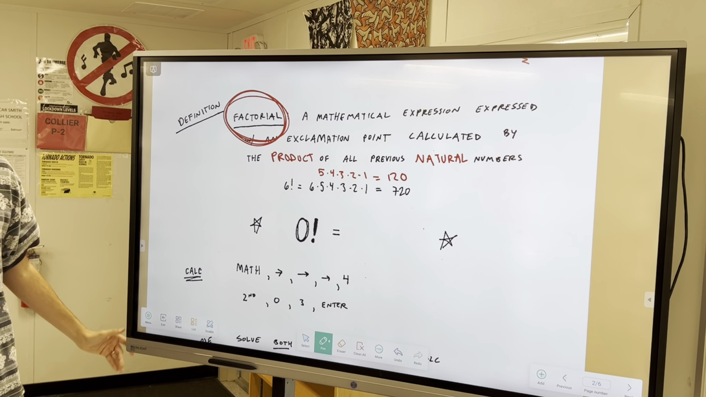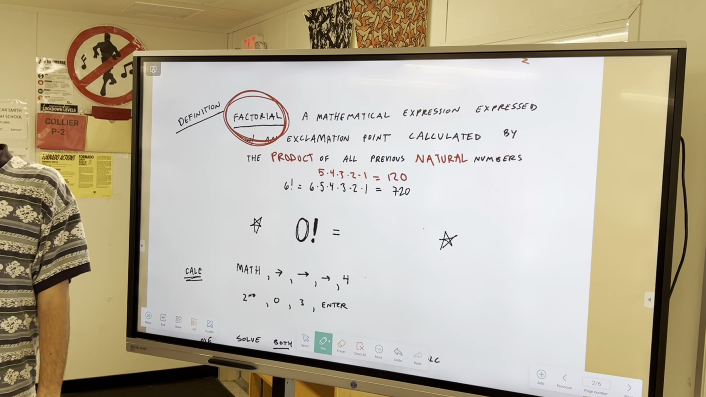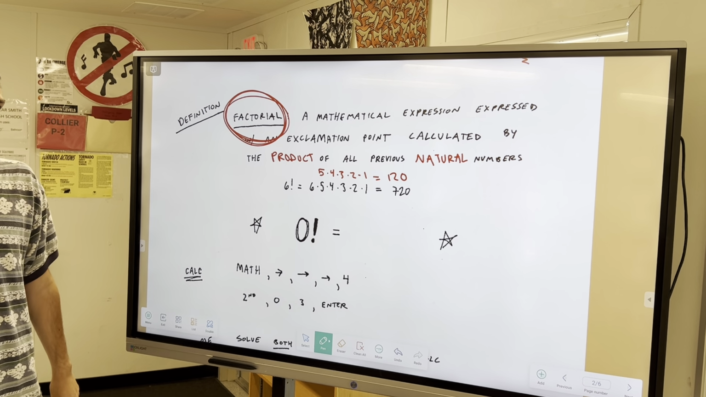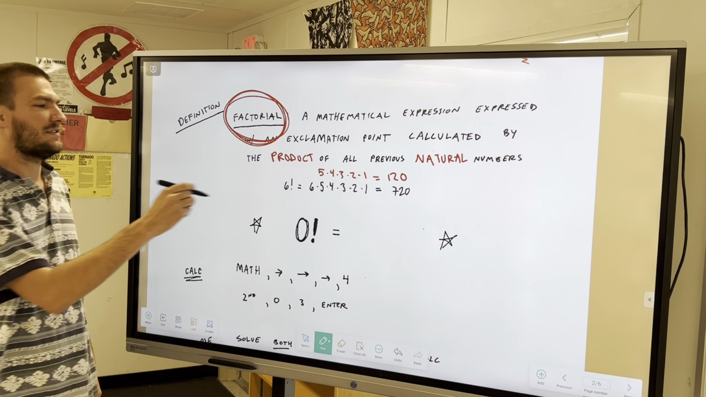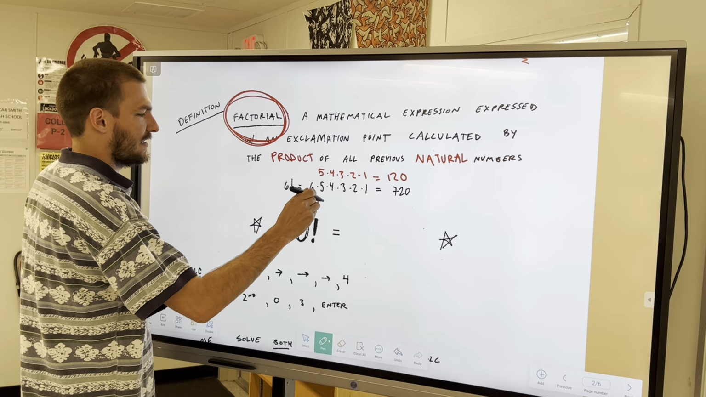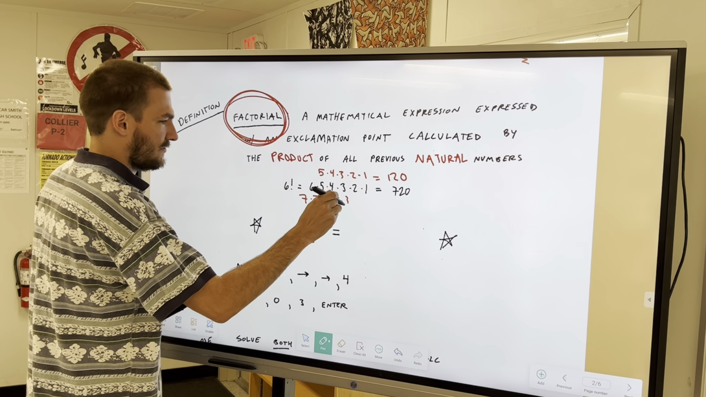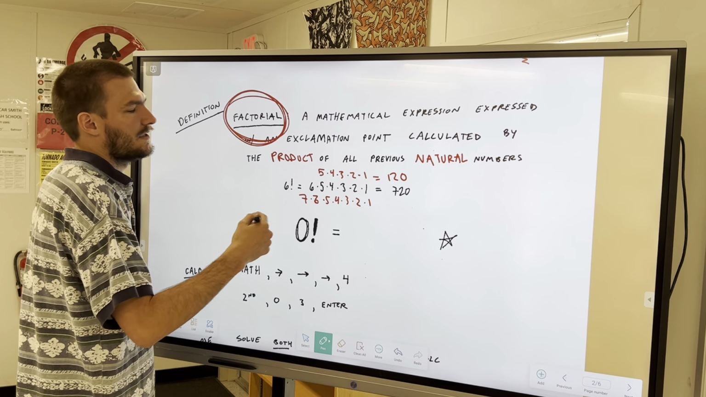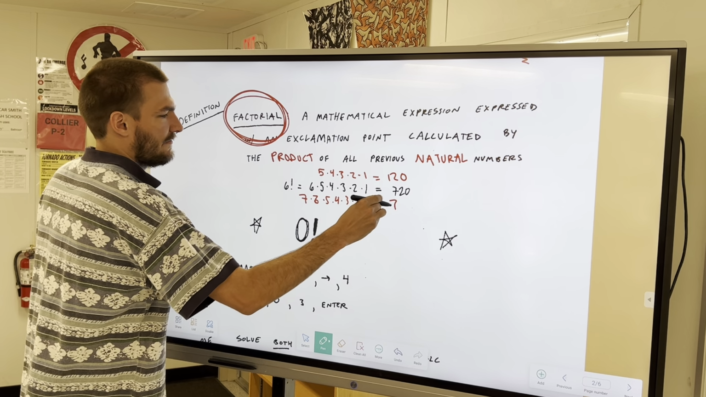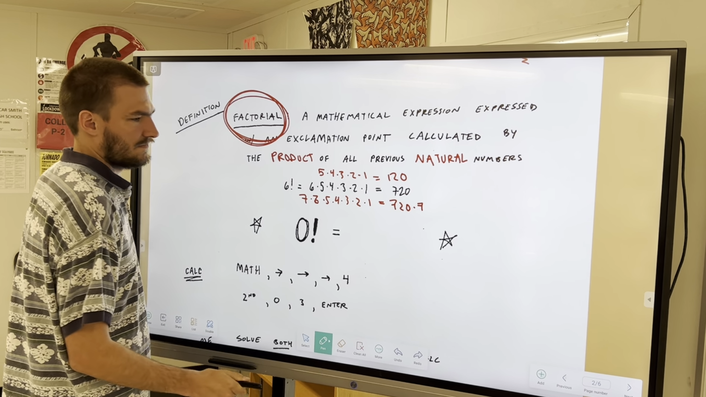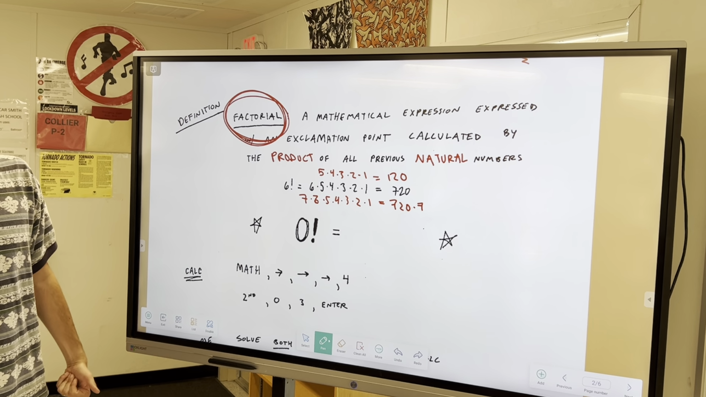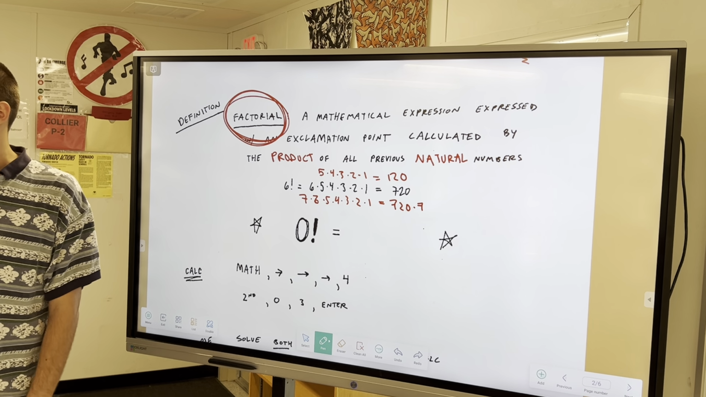The thing about factorials is that they get big really fast, and they're also really repetitive, because 7 factorial is 7 times 6 times 5 times 4 times 3 times 2 times 1, and it's just 720 times 7, which is 5,040. Not a big deal.